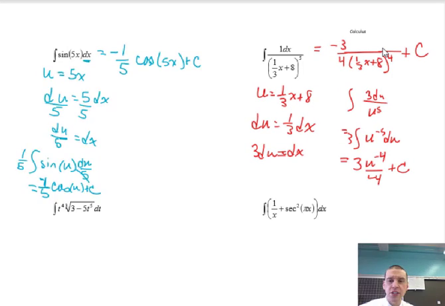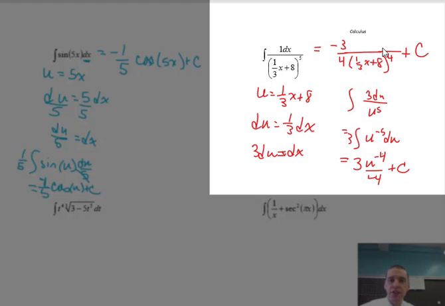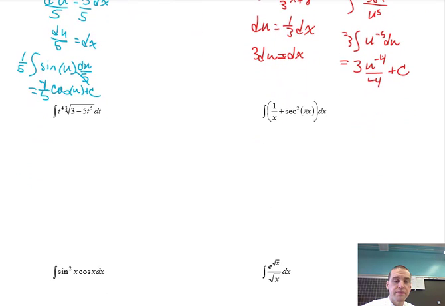And so hopefully you got -3/4 with 1/3 x plus 8 raised to the 4th in the denominator plus c. The key here to knowing this is that we had to get rid of the 1/3, so we multiplied by 3, and realizing that u to the -5th can be moved to the denominator by making the exponent negative. So pause it if you need to, and we will then move on to the middle one.